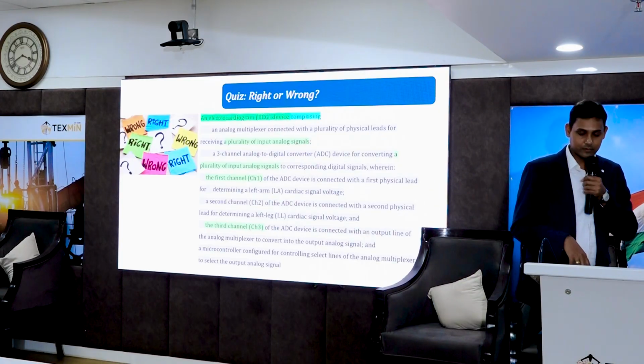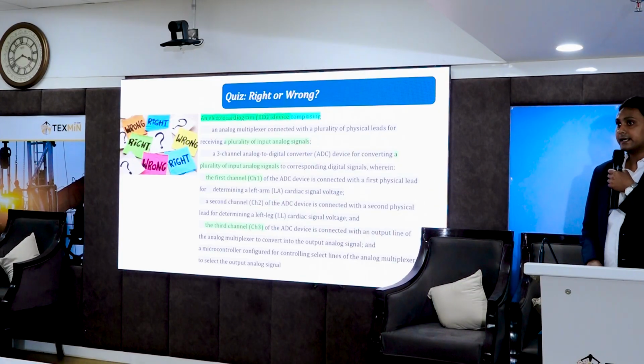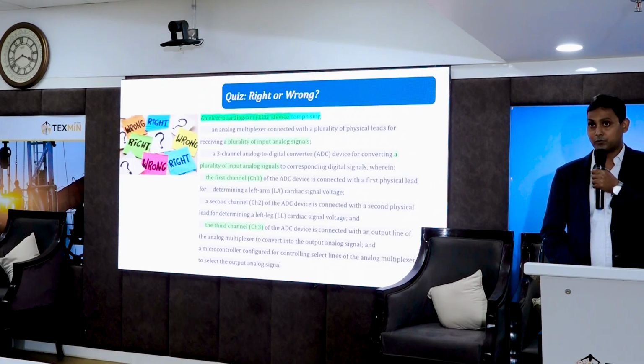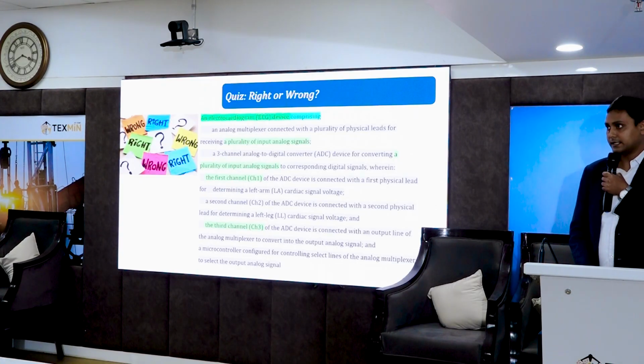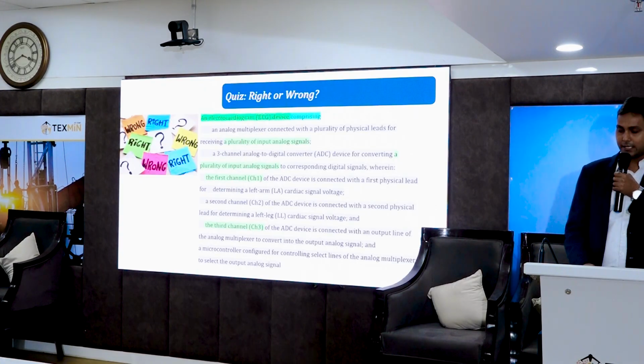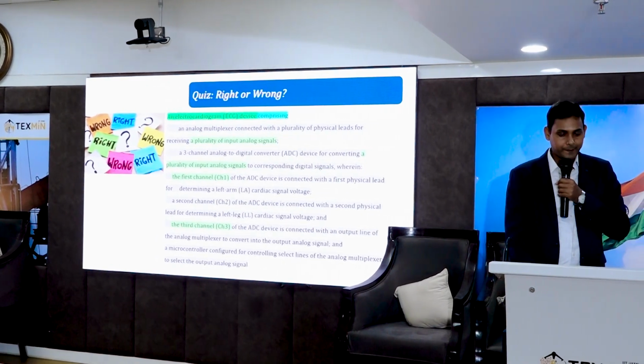So these are patent jargons. When you read a patent claim, you will come across this kind of wording frequently. Understanding this will help you understand the whole claim subject matter.